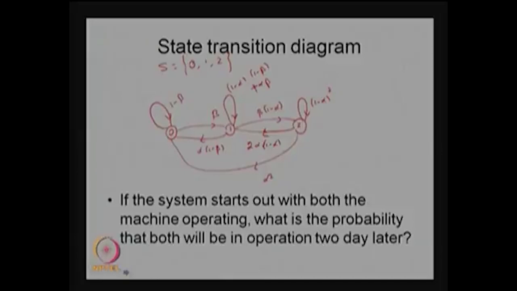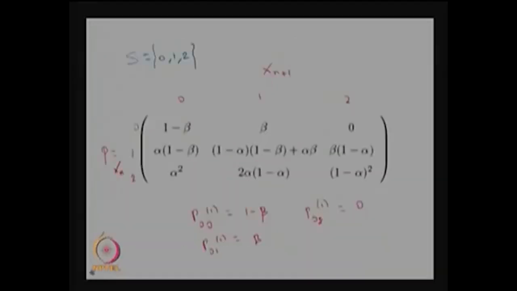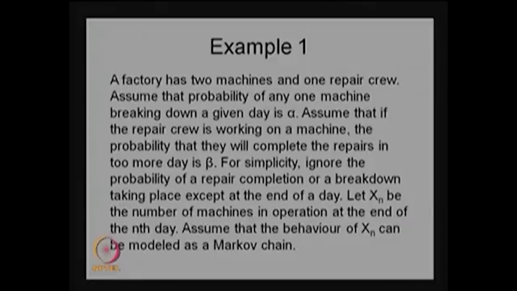and also we have made the state transition diagram, which is equivalent to the one step transition probability matrix. Now, the question is, if the system starts out with both the machines operating, what is the probability that both will be operating 2 days later? So, if you recall, what is the random variable? Xn is the number of machines in operation at the end of the nth day. So, the random variable is how many machines are in operation at the end of the nth day.